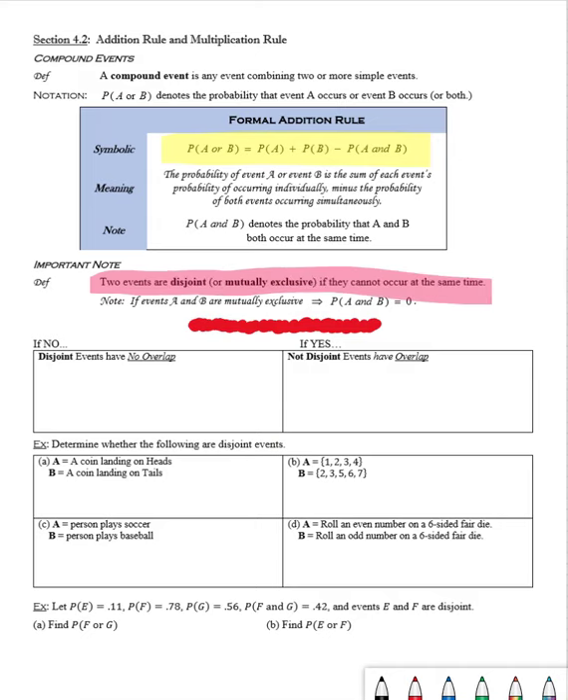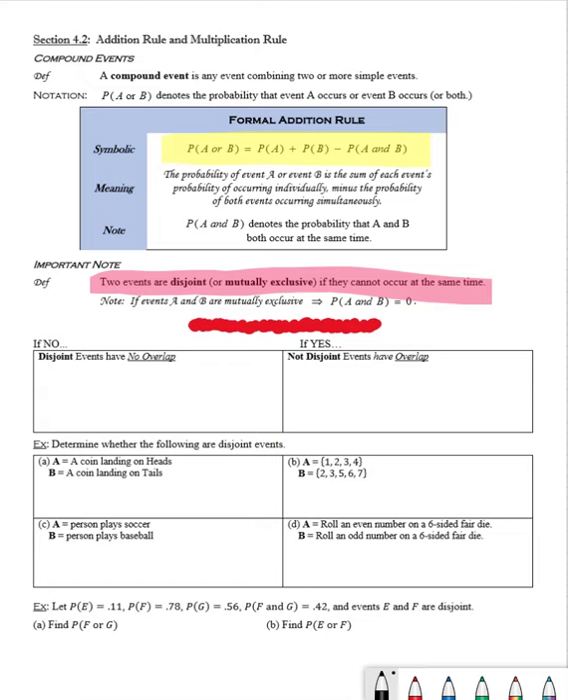And it says that these two events are going to be disjoint. In other words, two events are going to be mutually exclusive if they cannot occur at the same time. All right, that's going to be important for us to know.